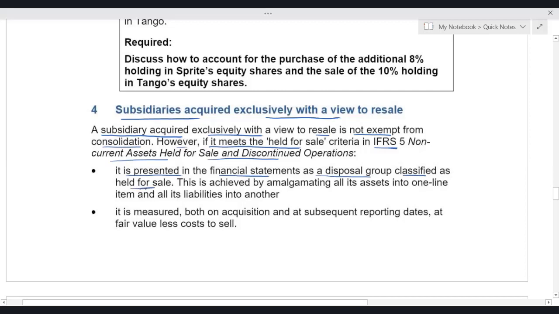Classified as held for sale, we know that all the disposal group assets, current as well as non-current, are actually shown in the SOFP under current assets. Similarly, all the liabilities of the discontinued operation disposal group are shown in current liabilities. This is achieved by amalgamating all assets into one line item and all liabilities into another. It is measured both on acquisition and at subsequent reporting dates at fair value less cost to sell.